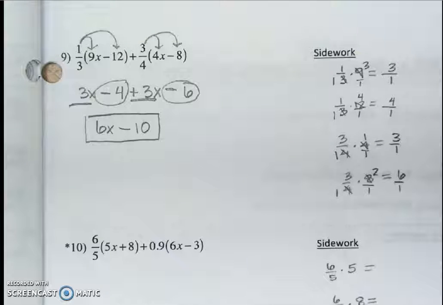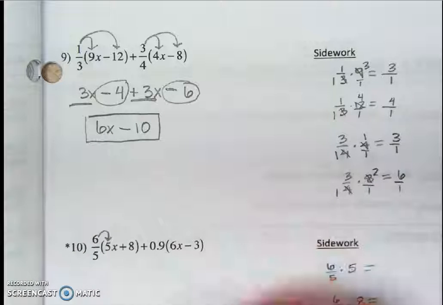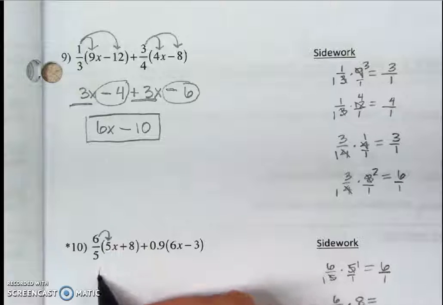All right. Ooh, look at this one. This one has fractions and decimals. Ooh, that's fun. All right, let's go ahead and distribute 6/5 to 5x. I need to do 6/5 times 5. So remember to cross cancel. Those go in once each. And I get 6/1, which is just 6x.